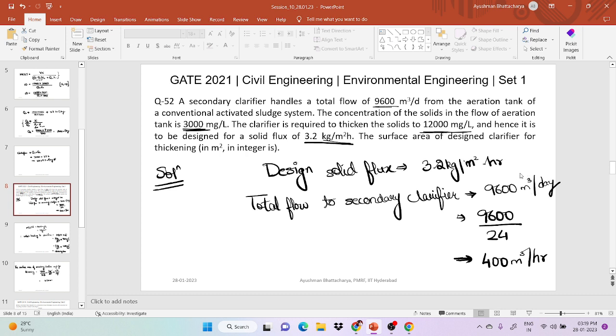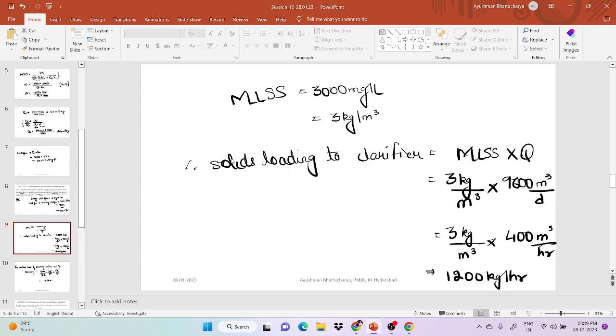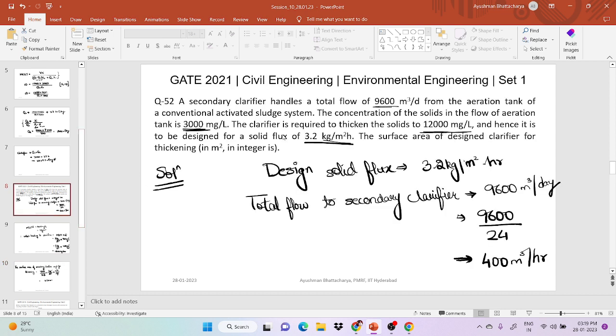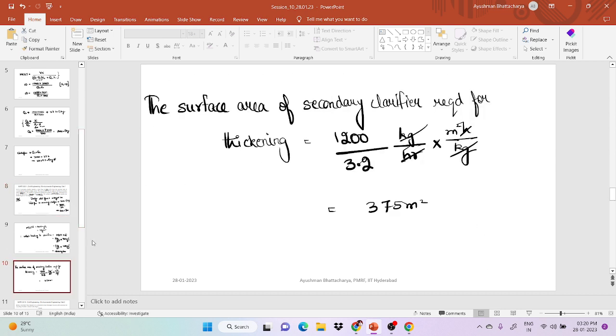So design solid flux they have mentioned, and the total flow to the secondary clarifier they have mentioned. So initially I converted the total flow to the secondary clarifier into meter cube per hour. Then MLSS also they have given. From there I calculated the total solids loading to the clarifier, that is MLSS into Q, flow rate, into the total solid concentration. There I got 1200 kg per hour. Okay. Then I calculated the surface area. If you see the units, 1200 kg per hour divided by the design solid flux will give the surface area. So you get 375 meter square. Okay.